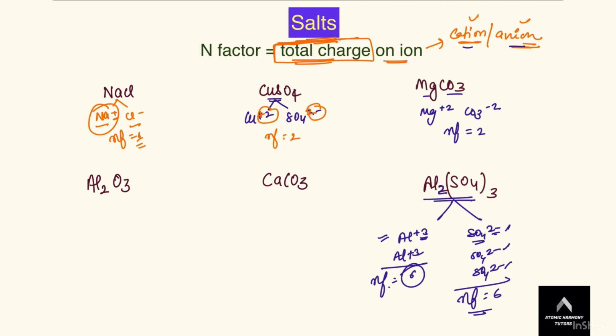So the main point is that you have to focus on cation or anion, any of them, but you have to consider the total charge on that particular ion. Like in case of aluminium oxide, aluminium positive 3 and oxygen negative 2, but here there are 2 aluminium, so we consider aluminium positive 3, then the total charge is 6, then this 6 is equal to our n factor. It is a very easy trick, but you have to focus on that particular point, then your answer will be within seconds.